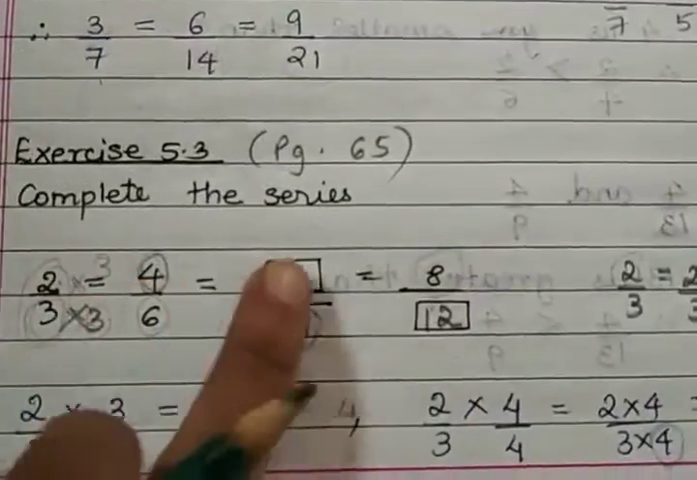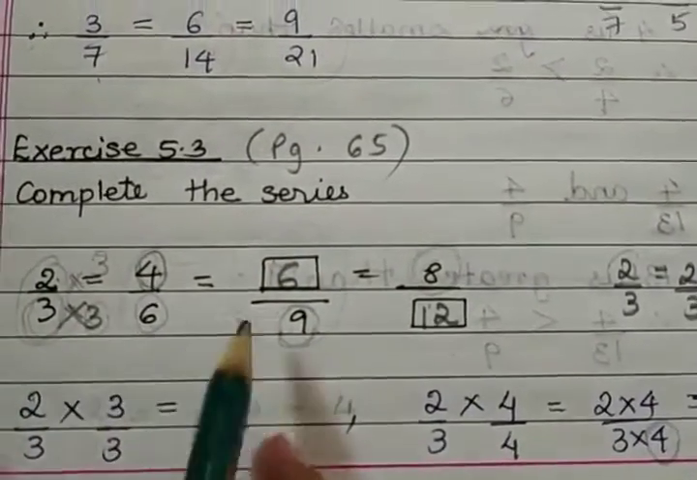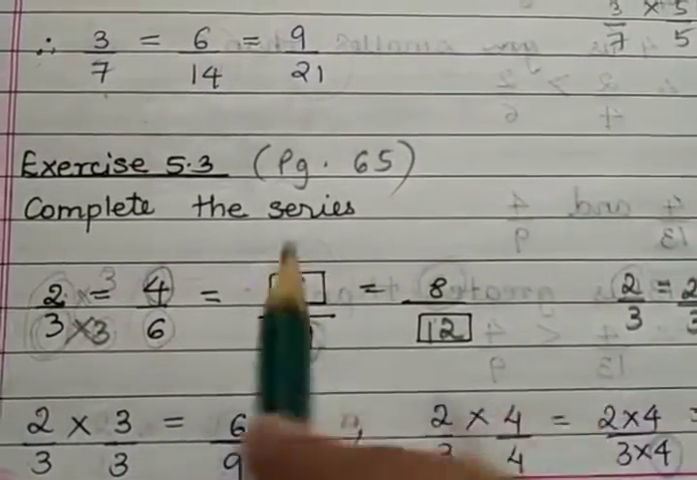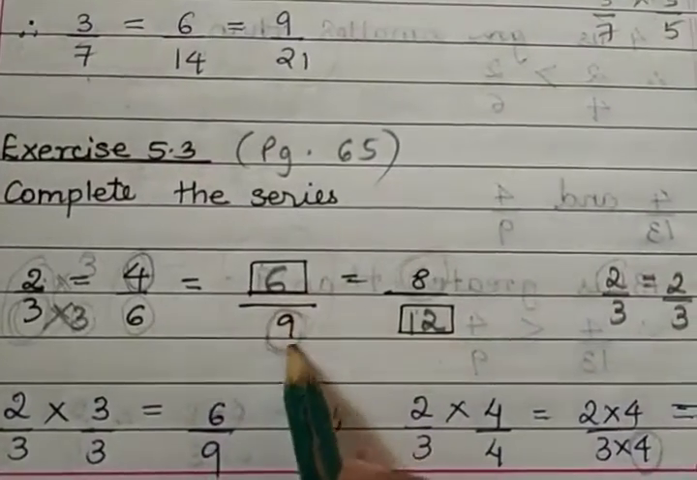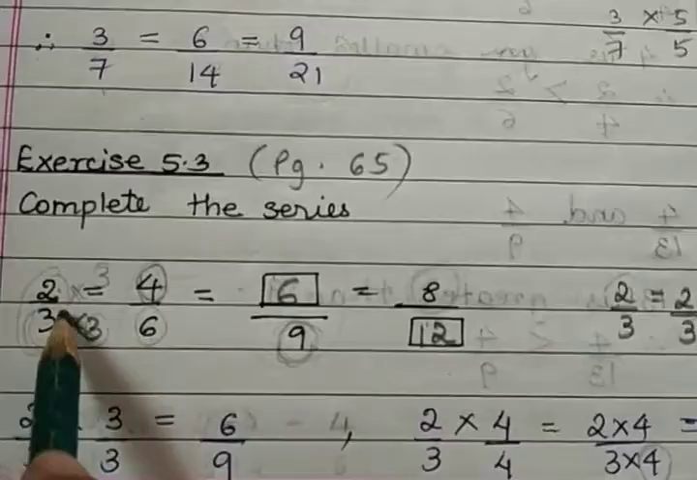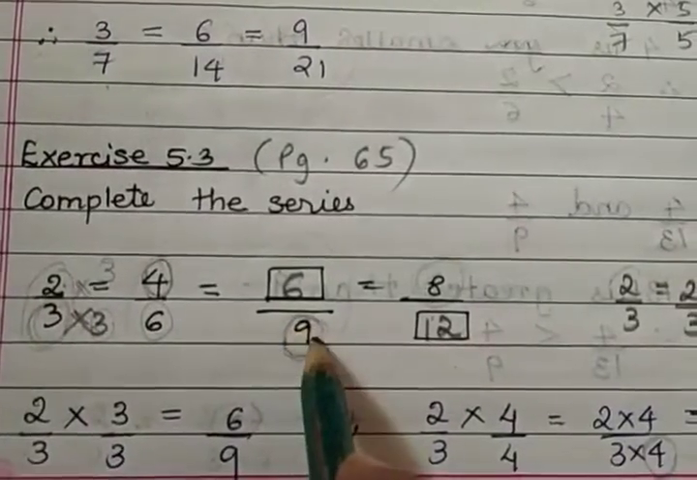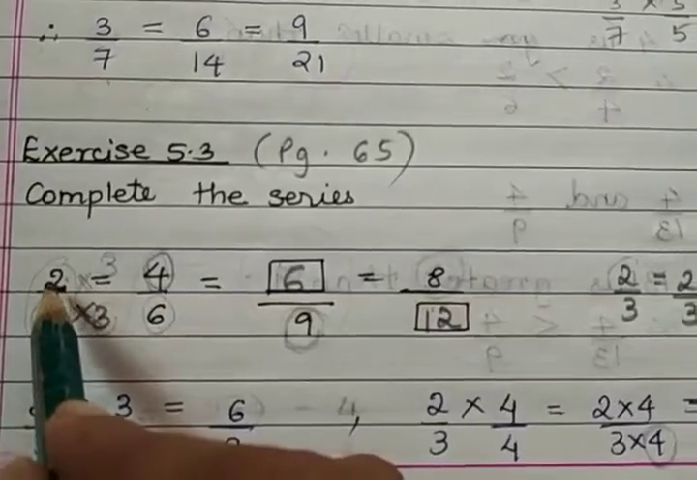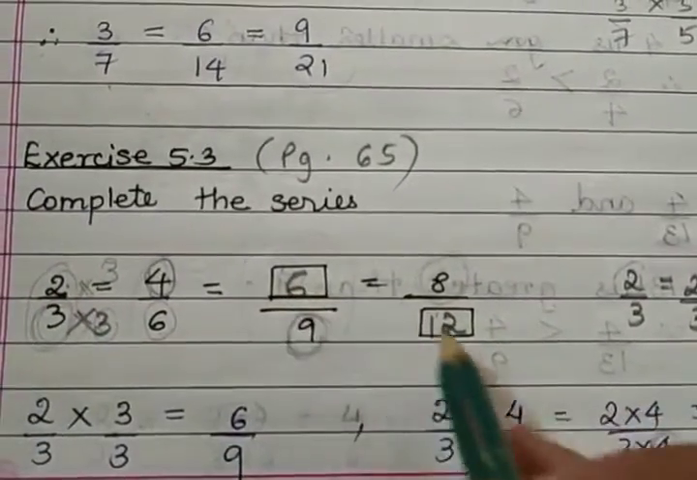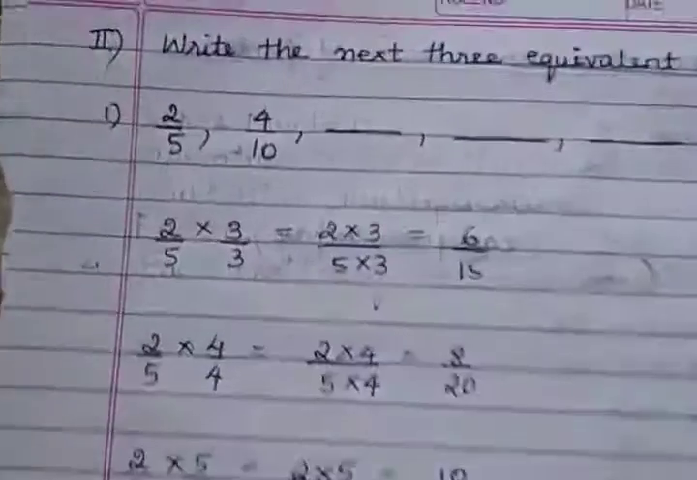So when you are asked to find the missing numbers, you'll see what is already given to you in that equivalent fraction and find out which number is multiplied here in order to get this number. The same number will be multiplied to the numerator. In this way, we can find the missing numbers in the series.